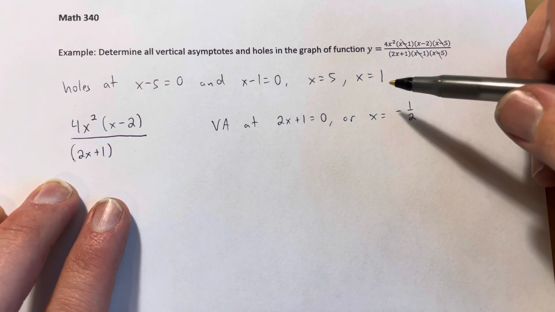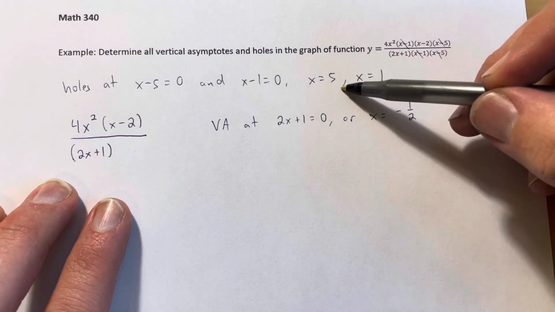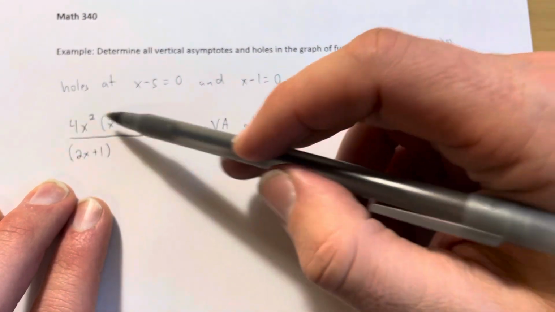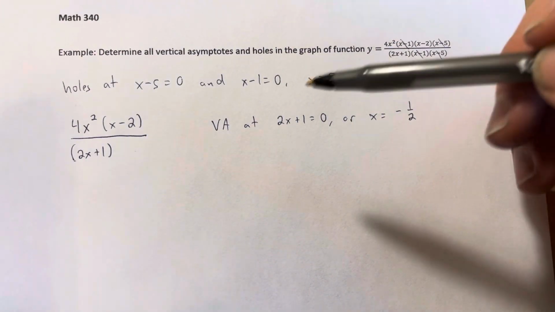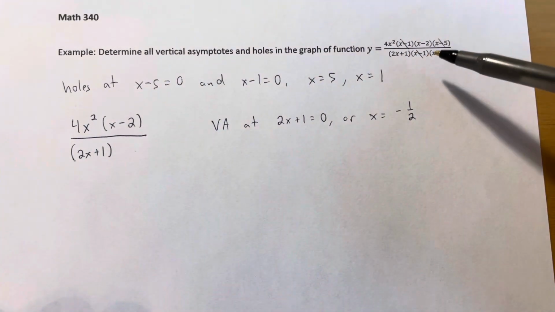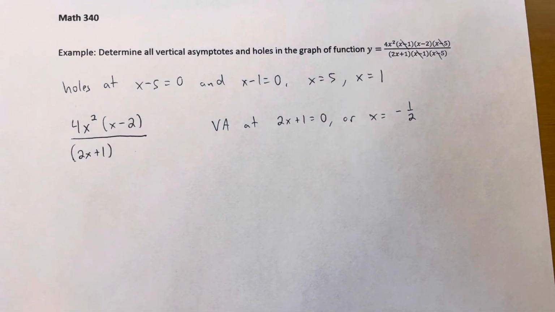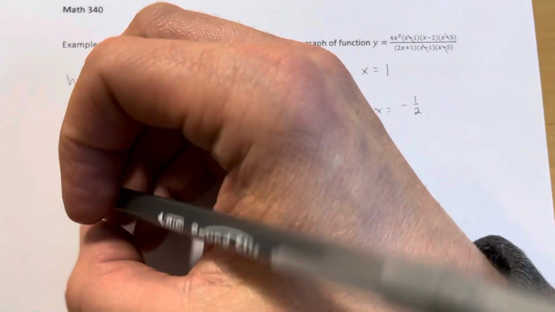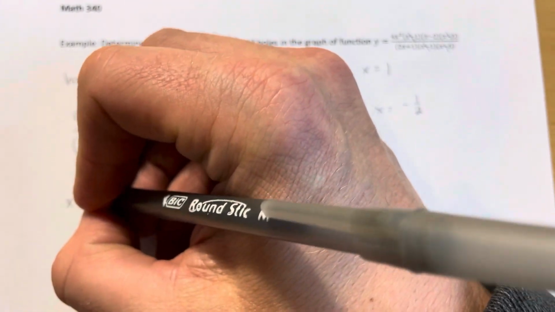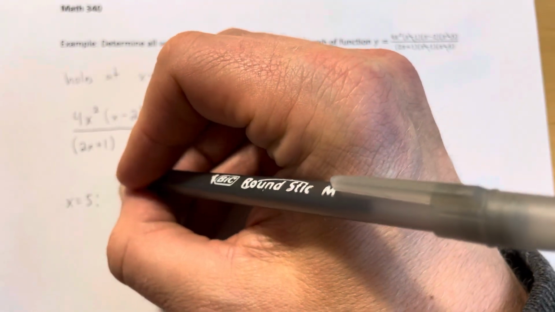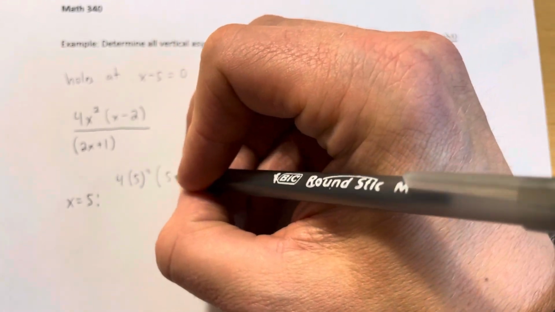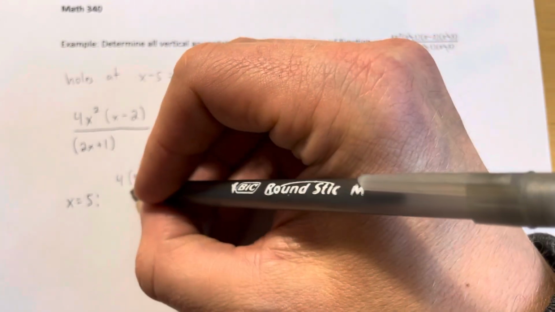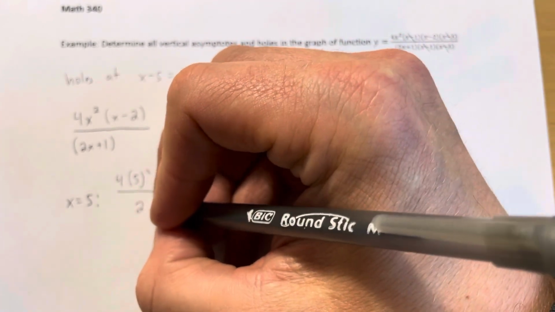But now I want to revisit the holes and figure out the y coordinates of those holes. So I need to take these x values and plug them back into this simplified version of my function, and I should no longer get zeros in the denominator because those factors have canceled out. So let's start with x equals 5. If I plug x equals 5 into this function, I'm going to have 4 times 5 squared times 5 minus 2 all over 2 times 5 plus 1.